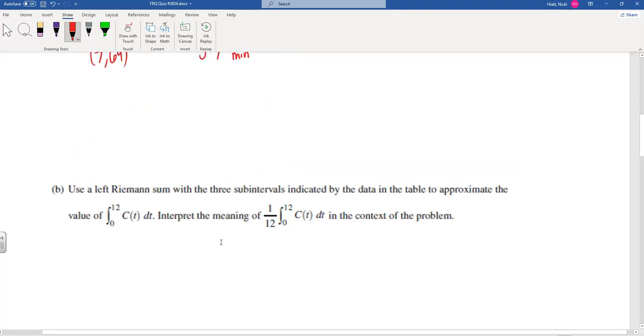Okay, now we're actually pretty good with some Riemann sums. You guys do pretty well. This one has a little bit of a different thing right here. It asks us to use a left Riemann sum from 0 to 12, and then it tells us to interpret the meaning of 1 over 12 times the integral from 0 to 12 of C of t dt. We're doing just the integral from 0 to 12 of C of t first. And we're going to use squiggly marks because it's not actually equal.